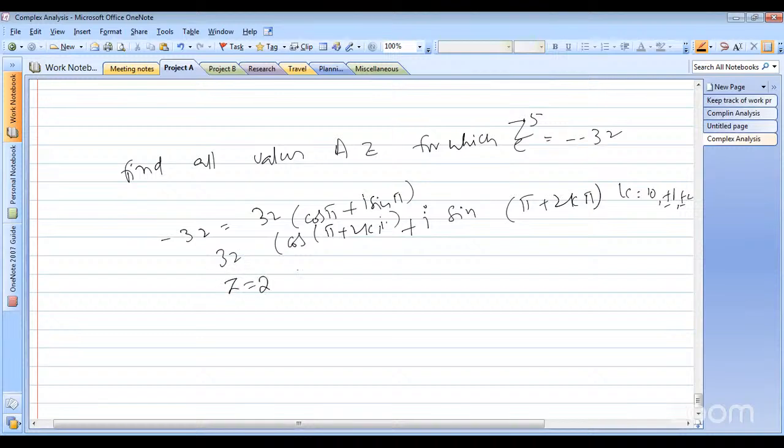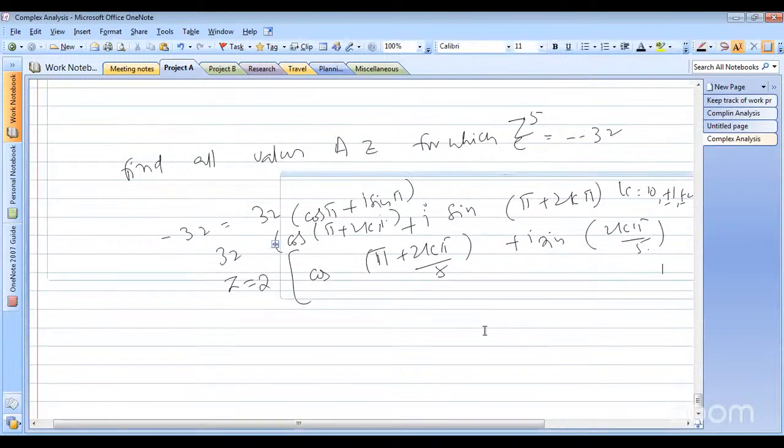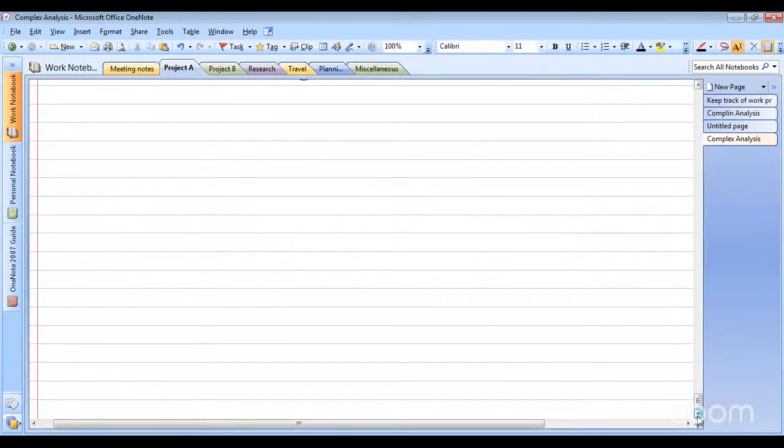Therefore z = 2 [cos((π + 2kπ)/5) + i sin((π + 2kπ)/5)], and taking k = 0, 1, 2, 3, 4 gives all the solutions of z^5 = −32. So this example finds all the solutions of z^5 = −32.